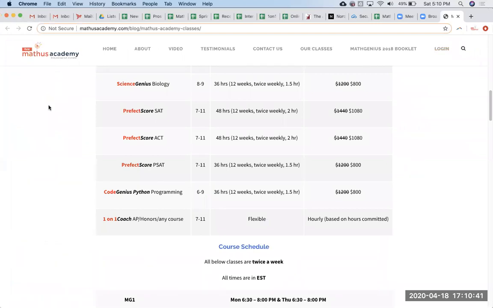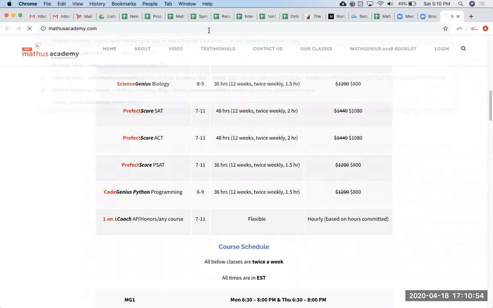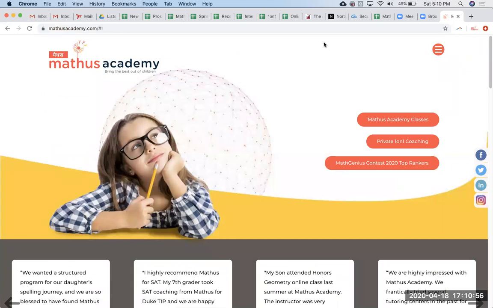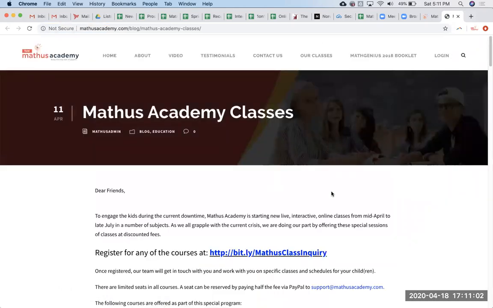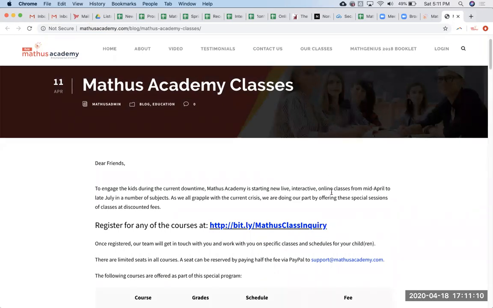Okay, so this is the website. If you go to our website, mathsacademy.com, and many of you, I think, already went while registering, but if you did not, go to mathsacademy.com first. This is our homepage, and the first link over there is Maths Academy classes. If you click on that, it opens this one. And this is, by the way, our blog as well. We post a lot of other information. When you click on our main menu and go to the blog, you'll find all the other blog articles.